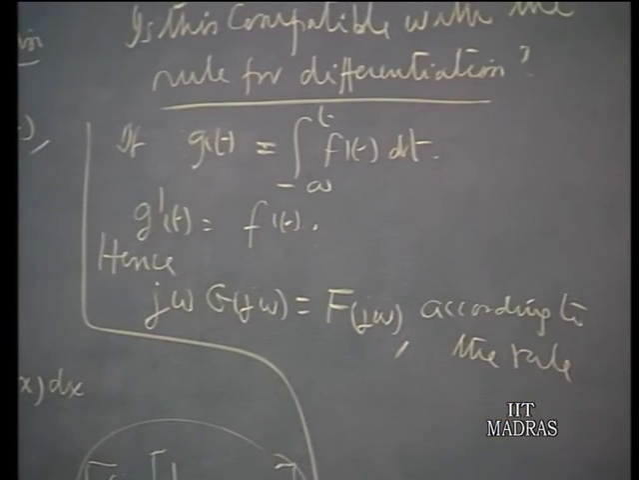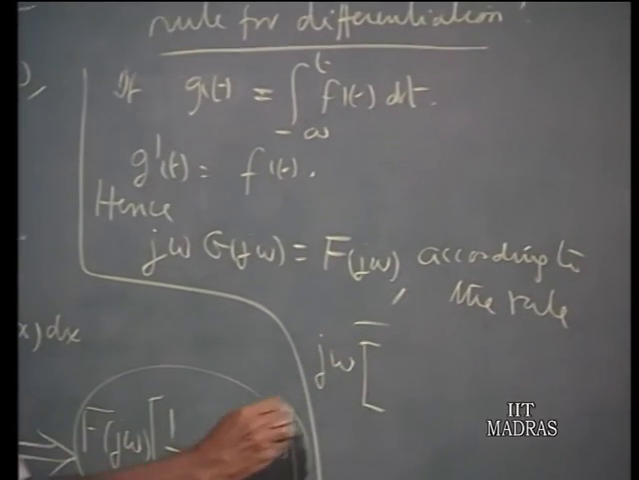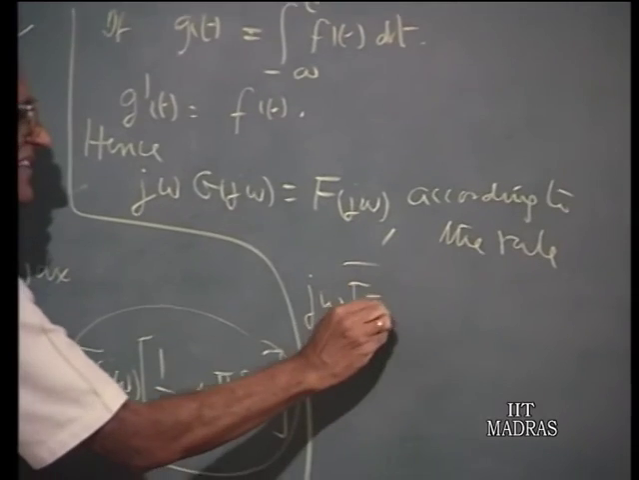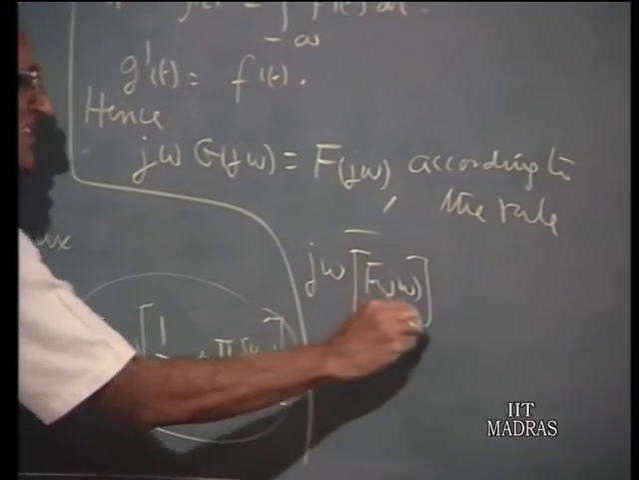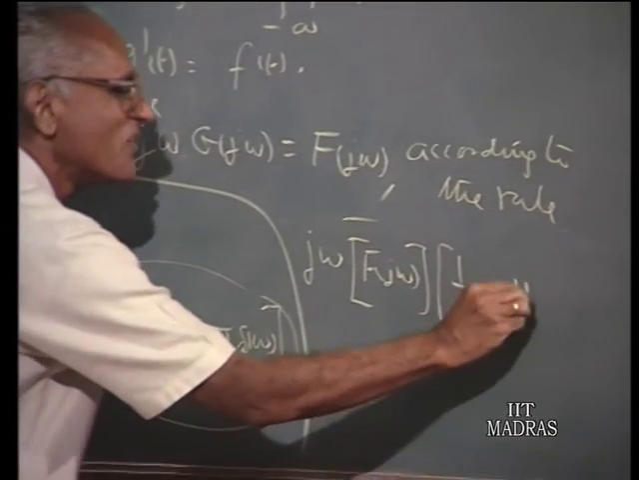According to the rule for differentiation. Now, is it indeed so? We know that g of j omega has this Fourier transform. Therefore, let us check this: j omega multiplied by f of j omega multiplied by 1 over j omega plus pi delta omega.